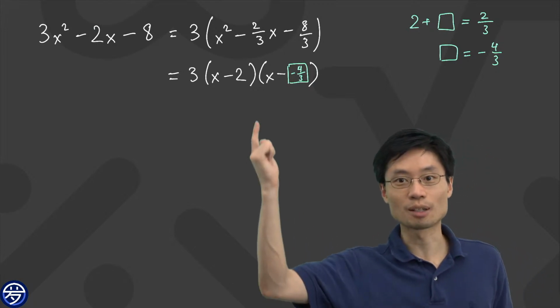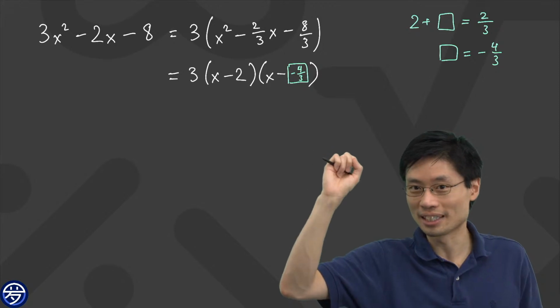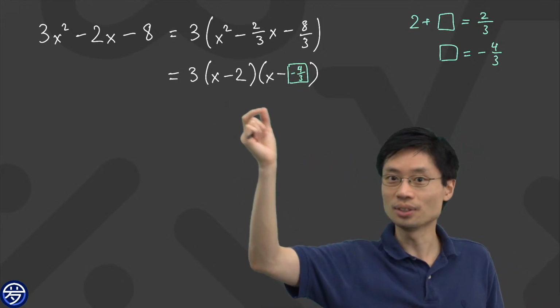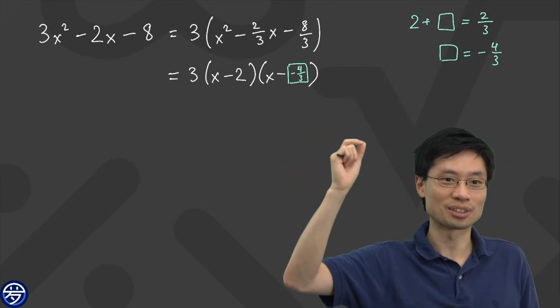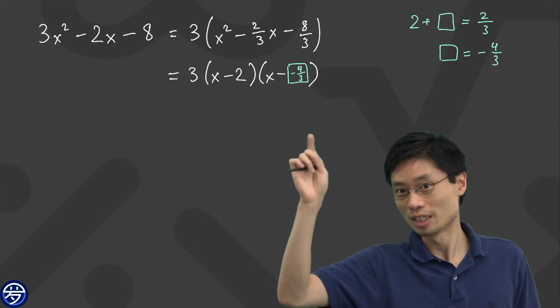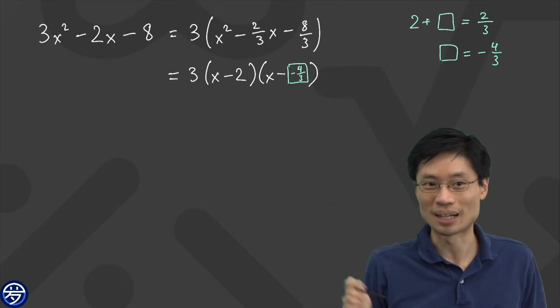You might wonder, why did I bother to write minus and then another minus? The reason is because this lets me very easily see what the roots are. The roots are going to be when x equals 2 or when x equals minus 4/3. Those are the two ways to make this whole thing equal to 0. And you can double check. The minus 2 times the minus 4/3 is indeed minus 8/3.